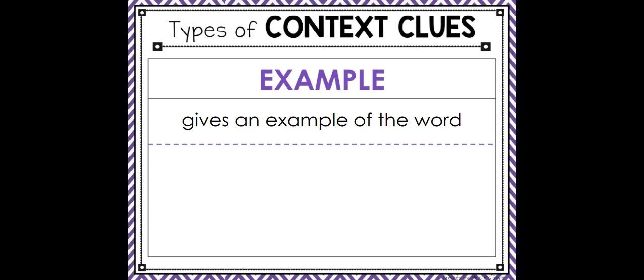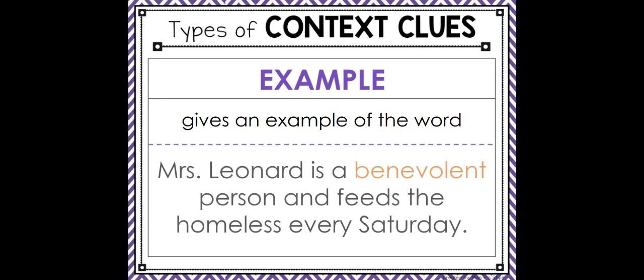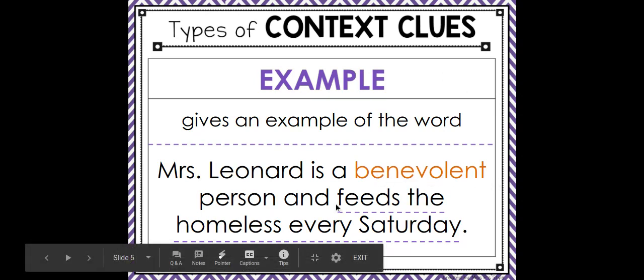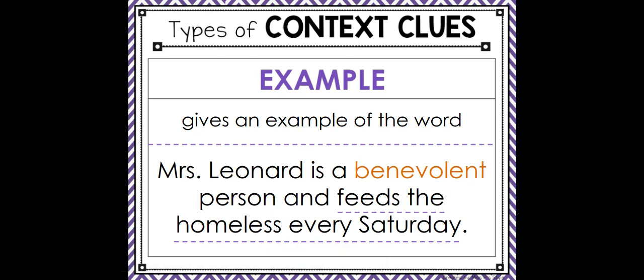Readers can also look for examples. Examples give an example of the word. Mrs. Leonard is a benevolent person and feeds the homeless every Saturday. So benevolent is our word, and the underlined words show an example. We can tell she's benevolent, she's kind, because she feeds the homeless every Saturday.